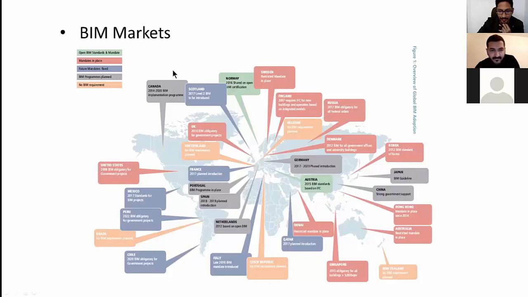Okay. So BIM programs planned, for example, Portugal, Spain, Germany, Japan, China, Canada, and other places. Future mandate fixed. Also there are Scotland, France, Mexico, Peru, Italy, Qatar. And open BIM standards and mandate, or Norway. Like Nordic places are the best ones, and also Austria. 2015 BIM standards based on IFC.